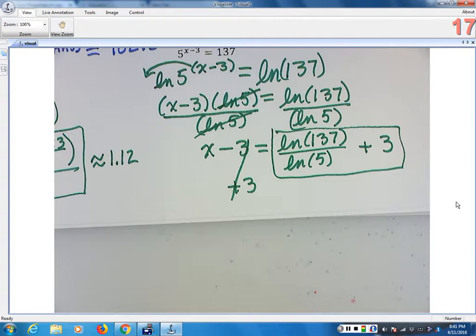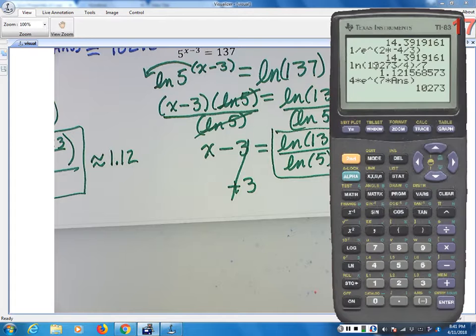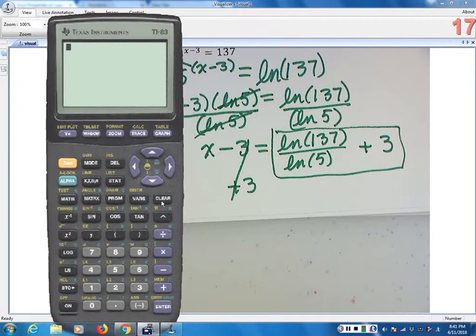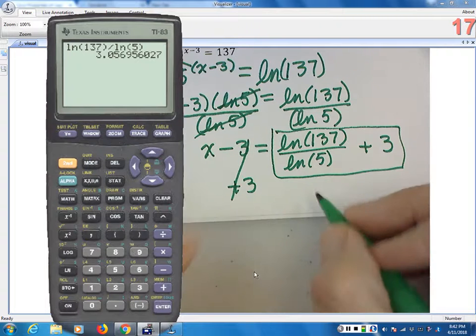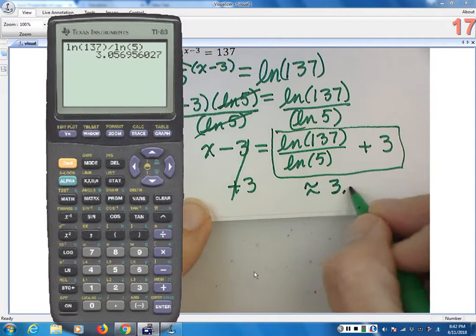Remember, natural log of 137 is just a constant. Natural log of 5 is just a constant. But I want you to keep those until the end so you get your solution in terms of natural logs. And then you're going to put it in your calculator carefully and get the 2 decimal place approximation. So that's natural log of 137, close the parentheses, divided by natural log of 5. So that is approximately 3.06.